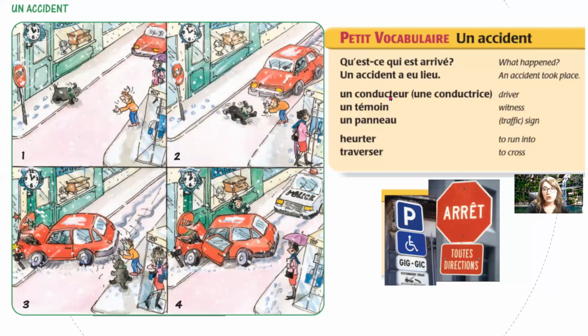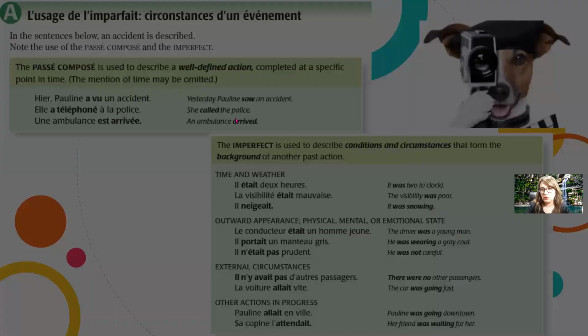Un conducteur ou une conductrice mean driver. Un témoin veut dire witness. Un témoin. Un panneau, a traffic sign. Heurter, heurter is an ER verb that means to run into. Traverser means to cross. Il y a une petite histoire ici. Peut-être que je vais vous donner un devoir, un petit devoir sur cette histoire, sur cette photo.